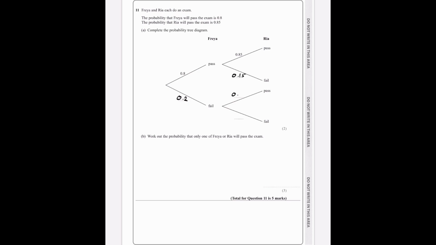Question 11, the probability tree, so just pairing them up and knowing they add together to make 1, we can fill it in 0.2, 0.15, 0.85, 0.15. Probability that only one of them, so that's a pass-fail or a fail-pass. Multiply those probabilities together and then add them, we get 0.29.